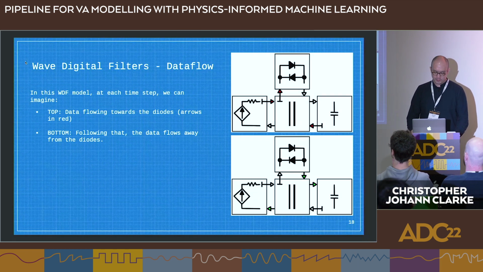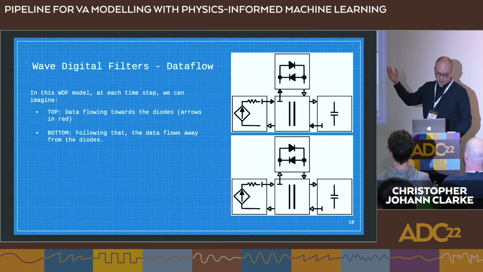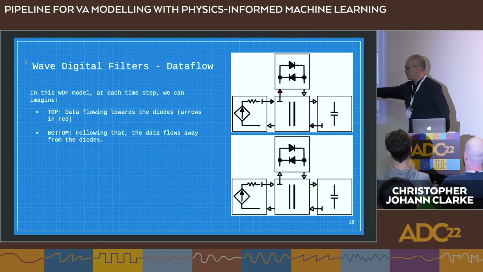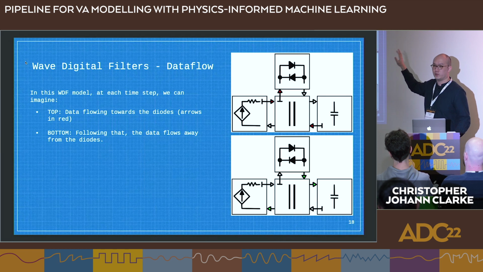Just a little bit on the data flow. At each time step, we see arrows on top colored in red showing information flowing up towards the diodes. And then below, we see the arrows colored in green, and that shows the data flowing away from the diodes.